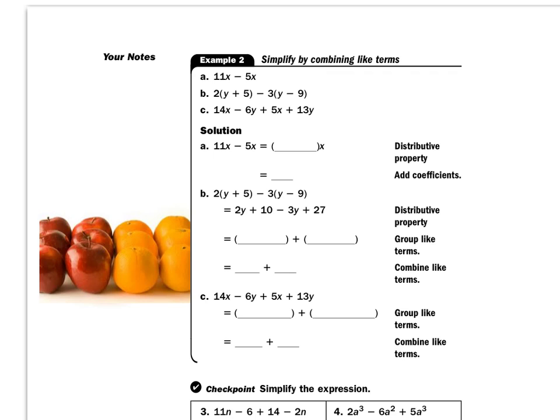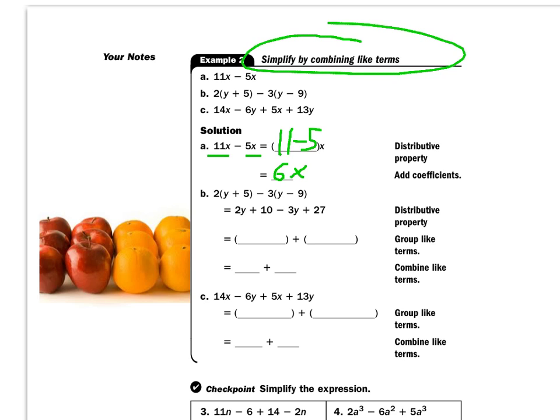All right. Next page, simplifying by combining like terms. So when we take a look at this here, we have 11x minus 5x. Pretty simple stuff, right? We do 11 cars minus 5 cars. 11 minus 5 is 6 cars.